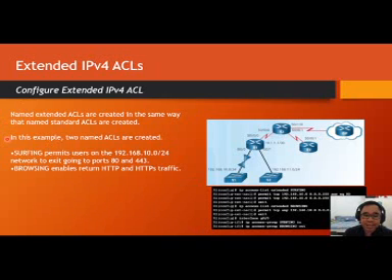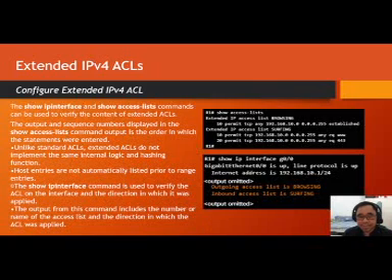Named extended ACLs are created in the same way that named standard ACLs are created. In this example, two named ACLs are created. SURFING permits users on the 192.168.10.0/24 network to exit going to ports 80 and 443. BROWSING enables return HTTP and HTTPS traffic. So this is how you configure extended IPv4 ACL.